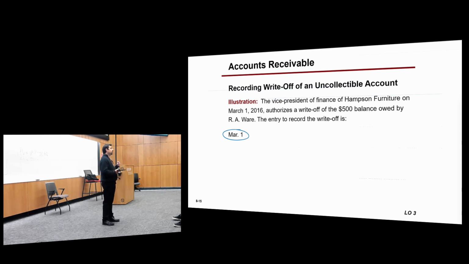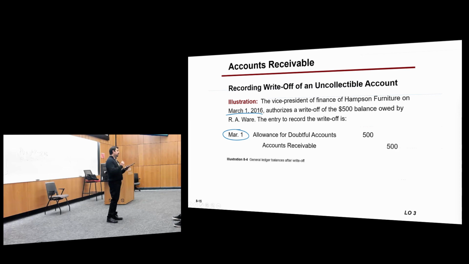It was in... the manager decided to write it off on March 1st. That's way after December 31st, 2015. How do you write it off? When you write off an account under the allowance method, you do not touch the expense. You recognize the expense already. What you're doing is you debit allowance for doubtful accounts and you credit accounts receivable for that customer.